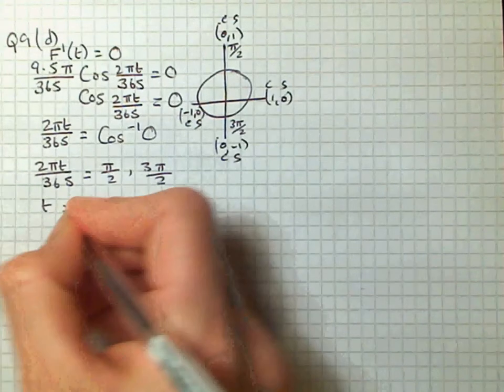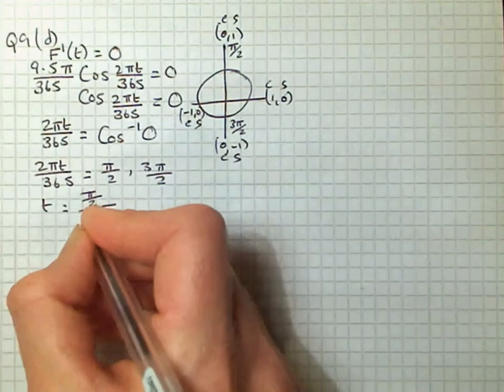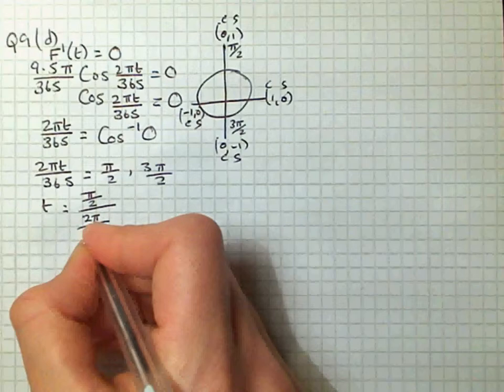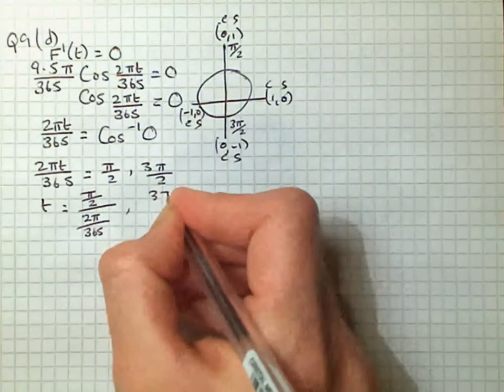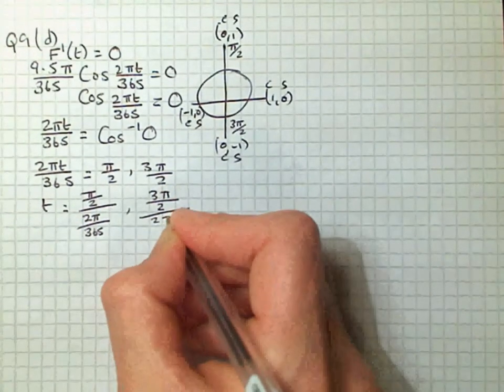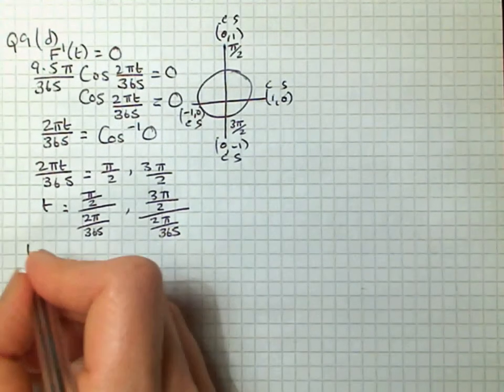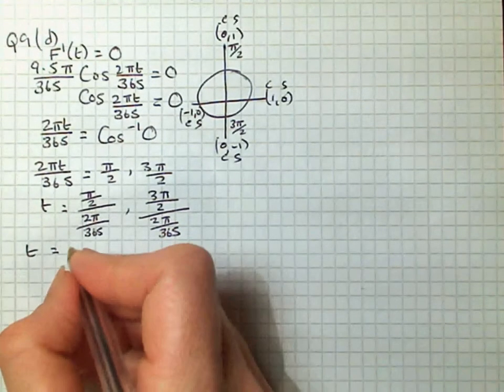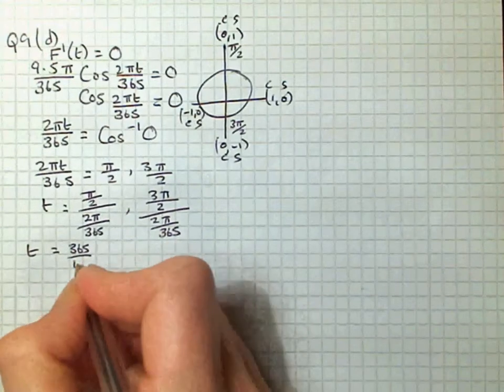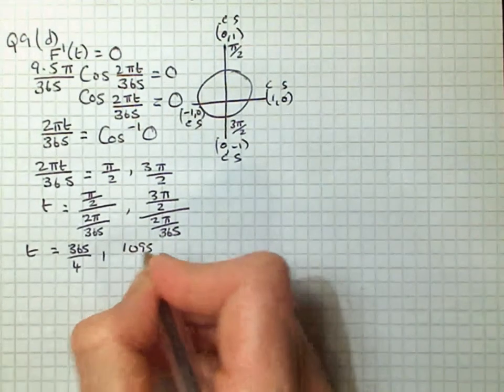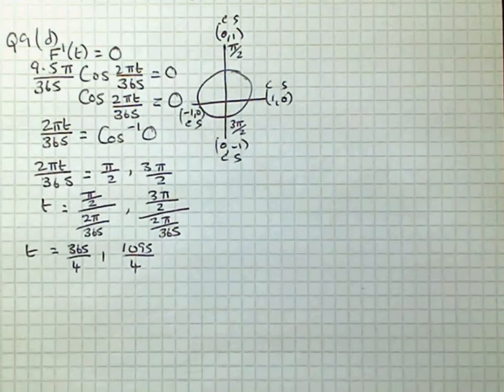So t is equal to π/2 divided by 2π over 365, and 3π/2 divided by 2π over 365. And when you work that and cancel that down, you get it to be 365 over 4 and 1095 over 4.